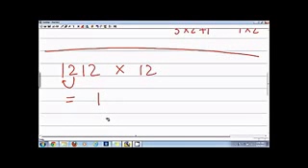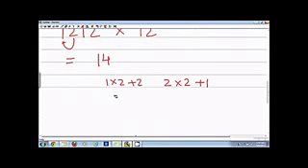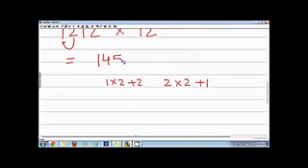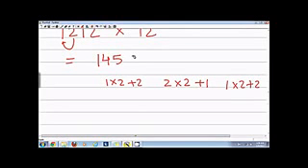1 into 2 plus 2, so that is equal to 4, and then I say 2 into 2 plus 1, that is equal to 5, and then I'll say 1 into 2 plus 2, and that is equal to 2 plus 2 is 4, and then I'll say 2 into 2, that is equal to 4. So the answer is 14544. So I can check if my answer is correct.